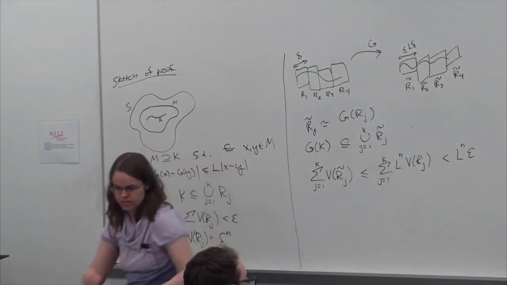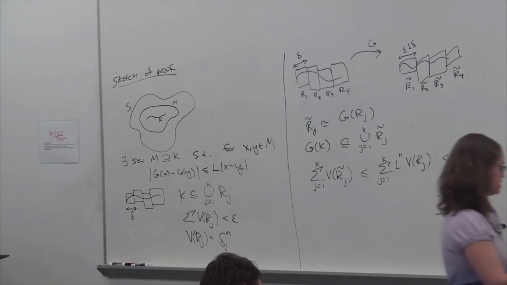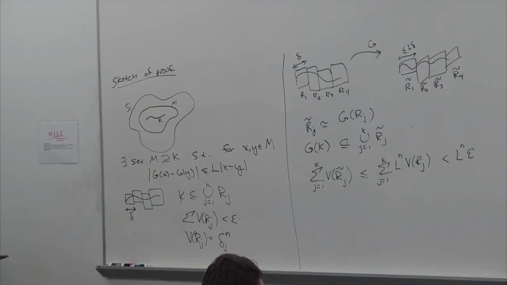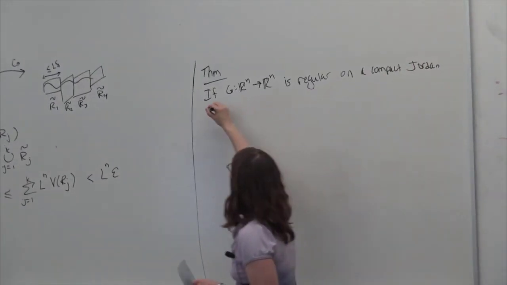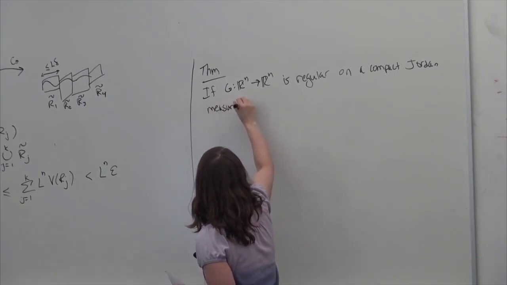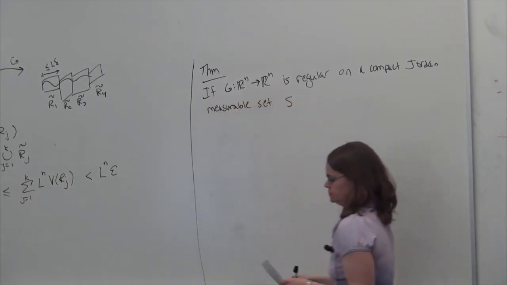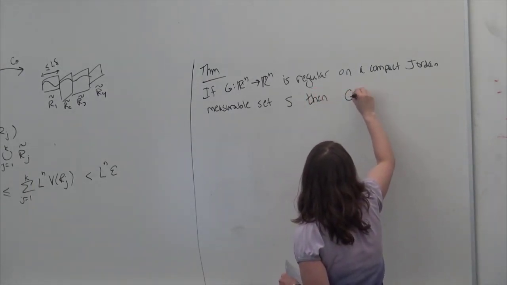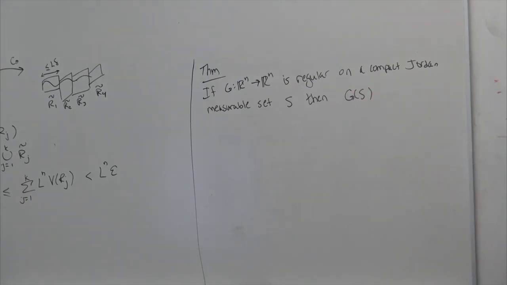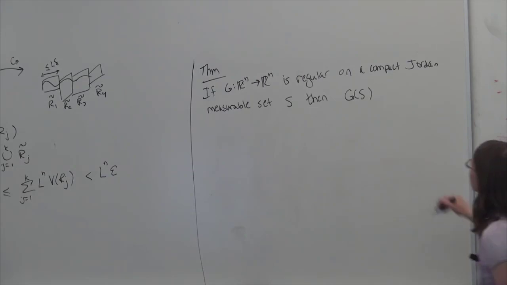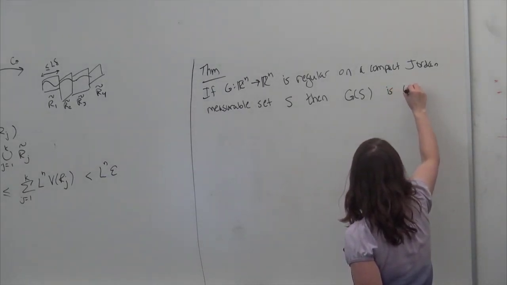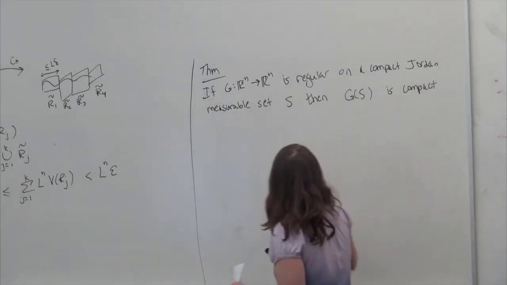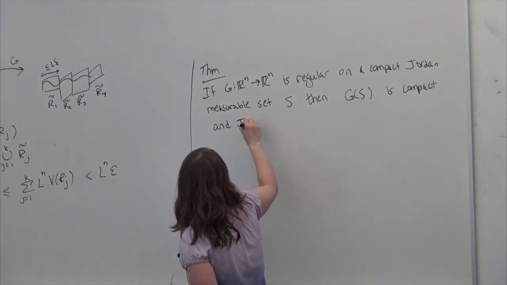As long as we start with a sufficiently nice set. So if G is regular on a compact Jordan measurable set, okay, then we're in business. G of S, so the image set, which is going to be our new domain of integration, is also compact. Okay, bounded is good. We can't do Riemann integrals on unbounded sets, so bounded is good. It's compact and Jordan measurable.